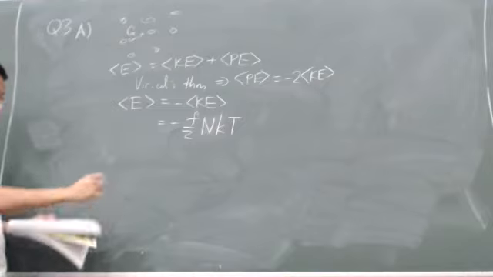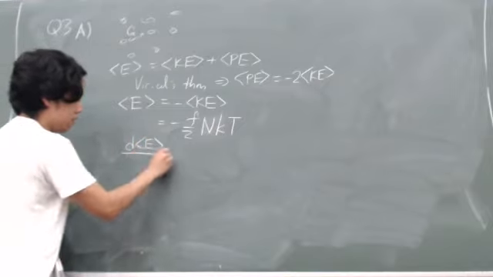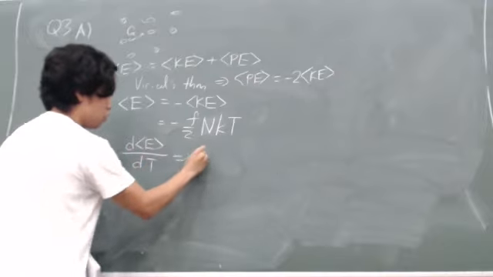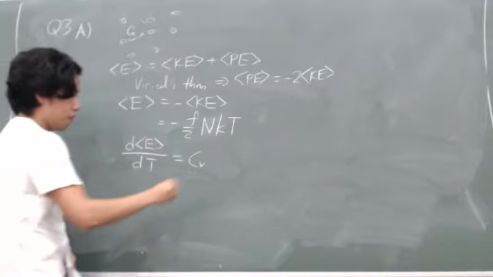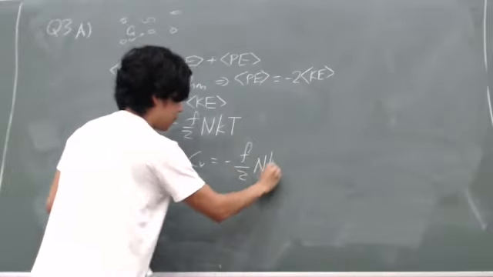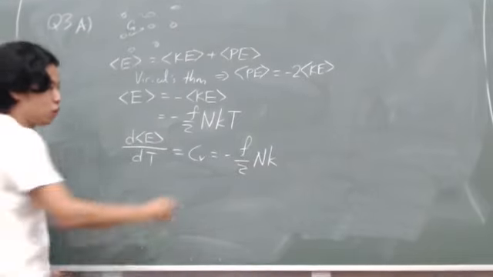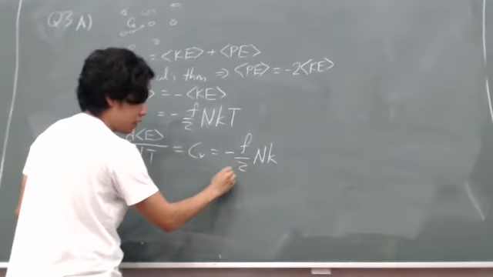Okay, and then again, we use dE/dT as the expression for heat capacity. Then this would just be minus f on 2 Nk. So this might look a bit weird because you have a negative heat capacity.